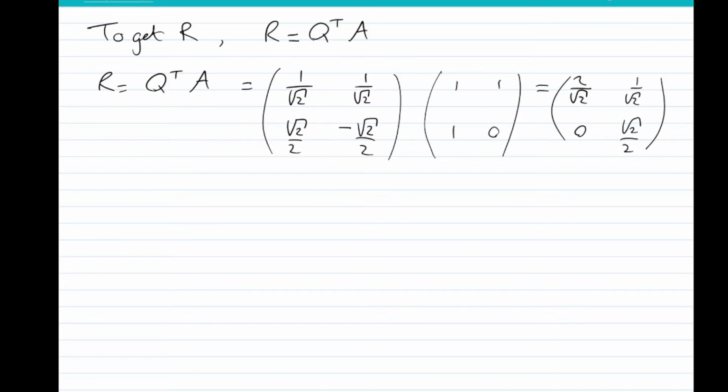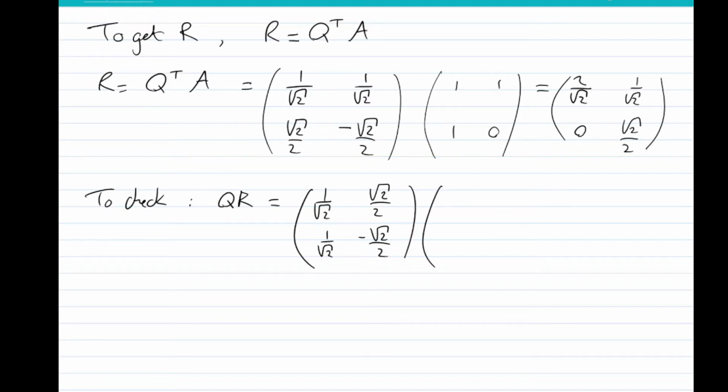And just to check that we've done things properly, let us carry out the computation of Q times R. Matrix Q is 1 over square root 2, 1 over square root 2, square root 2 over 2, minus square root 2 over 2. Matrix R is the matrix we just computed: 2 over square root 2, 1 over square root 2, 0, square root 2 over 2. And for that product, first, the 1-1 entry, let's put it that way, is 2 over square root 2. I'll do the computation slowly. 2 over square root 2.